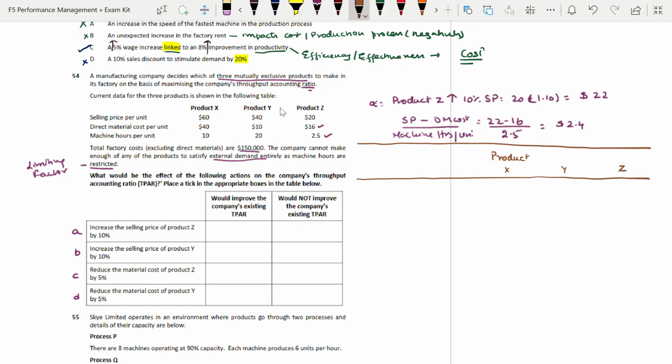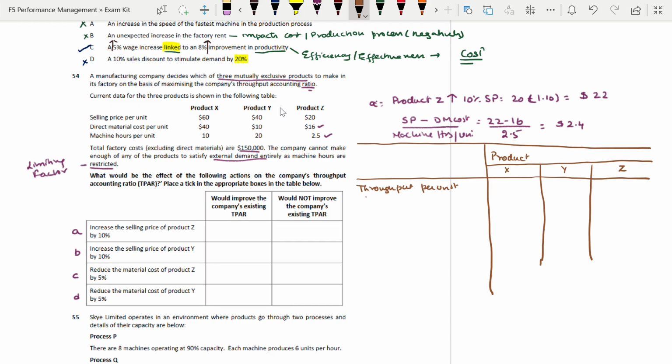We should have some benchmark to compare with. First, how much is the throughput per unit?